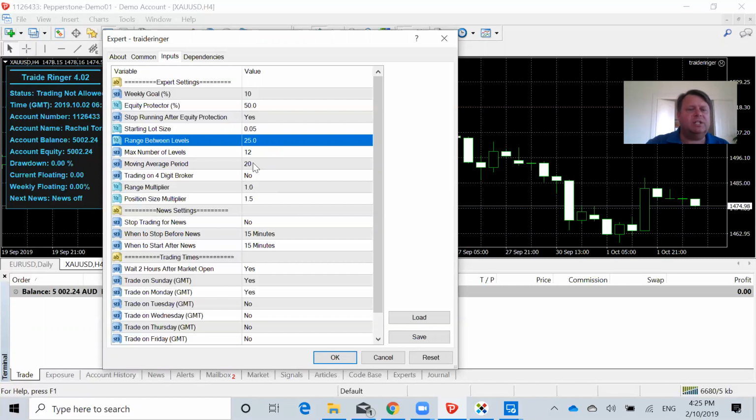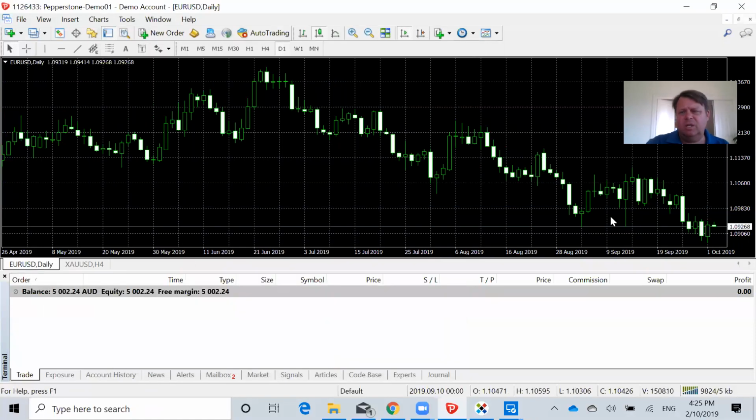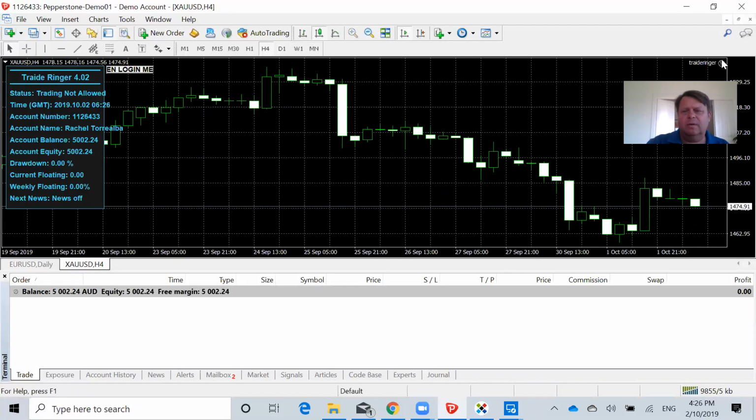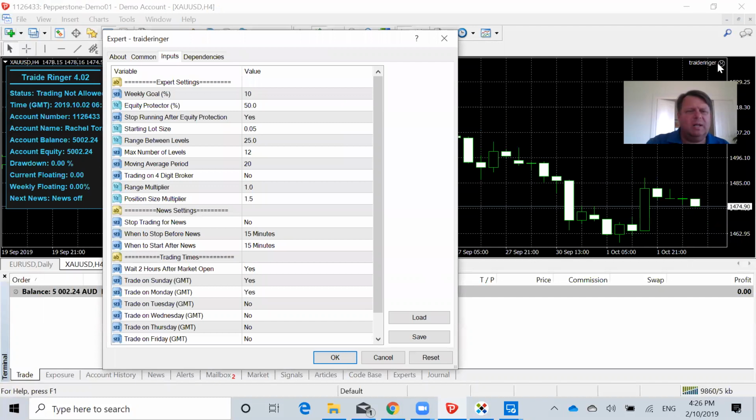The moving average, I don't touch. Are we trading on a 4-digit broker? No, we're not. Now, it's not related to gold. So if we look at, actually, I'll jump over here to the Euro USD. Over here, Euro USD, you can see that there's the dollar, and then it goes down to 5 decimal places. These are called the digits that we're referring to. So Pepperstone is a 5-digit broker, and when it's asking here, are you trading with a 4-digit broker? The answer is no. Pepperstone is a 5-digit broker.